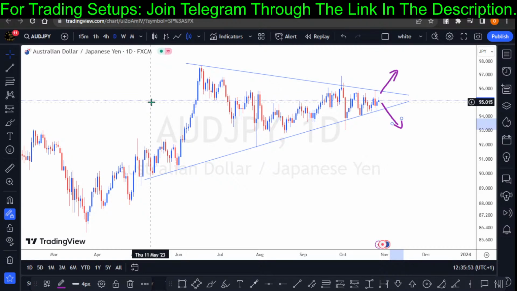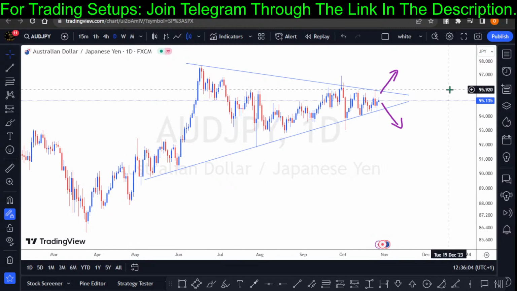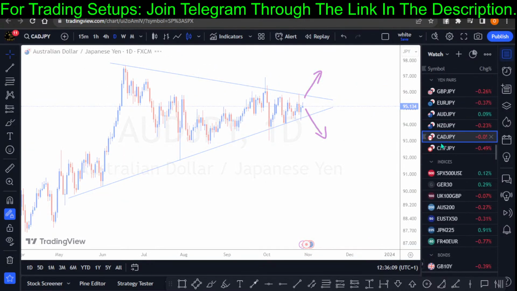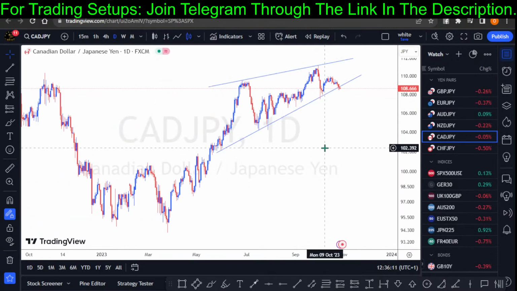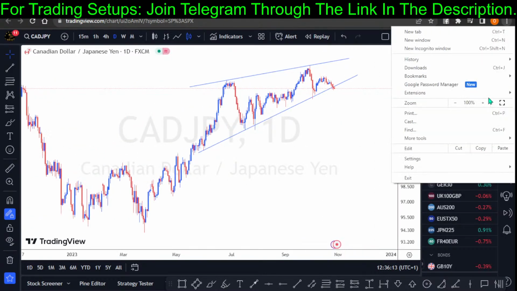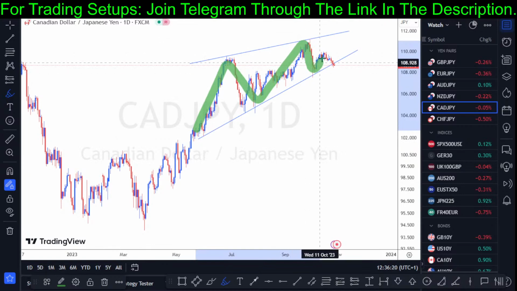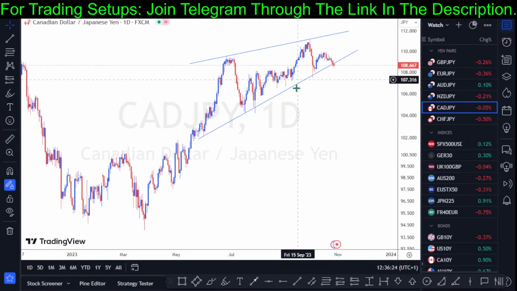Good. So any other questions about trading, or about any other asset you want us to analyze in the market? Let's check the Canadian dollar paired against the Japanese yen. The rising wedge is still active. Let's see how price is going to go. We are still monitoring that, right?